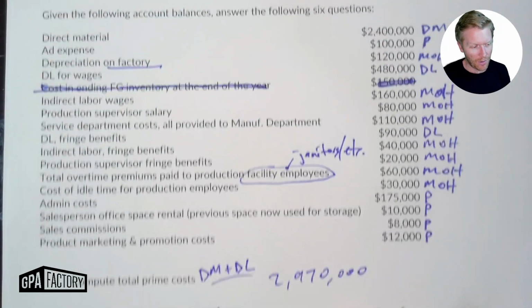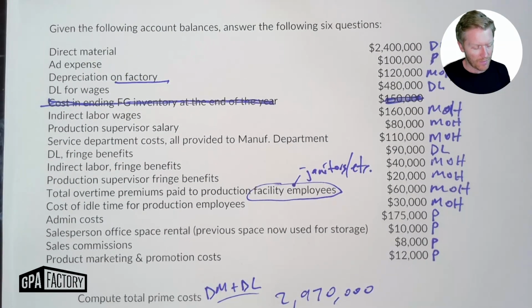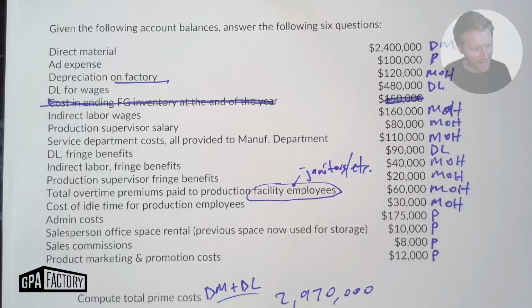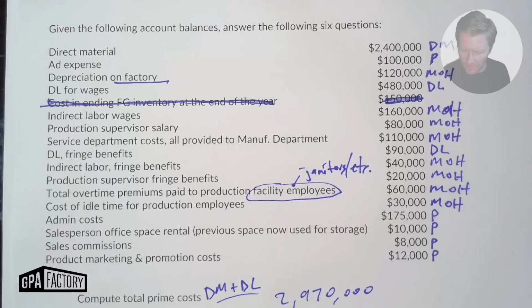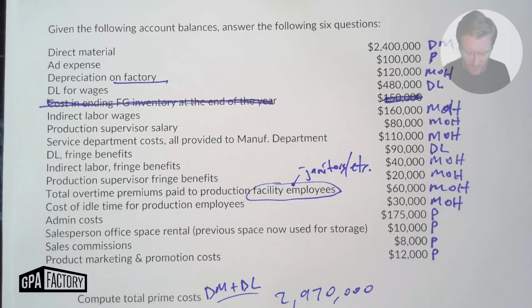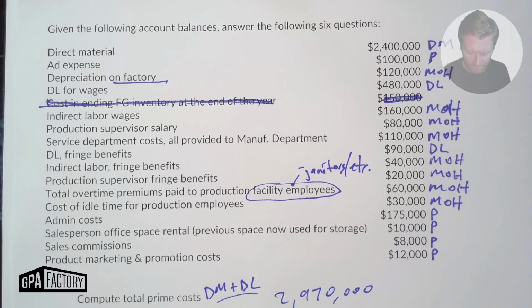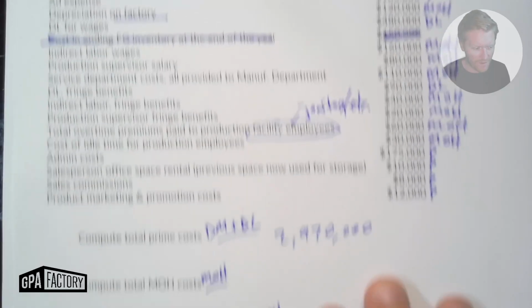So let's go ahead and add up all of our MOH items. Let me get my head at least a little bit out of the way. All right, we've got 120,000. Okay, 160,000. 80,000. 110,000. 40,000. 20,000. 60,000. And 30,000. All right, and we got 512.